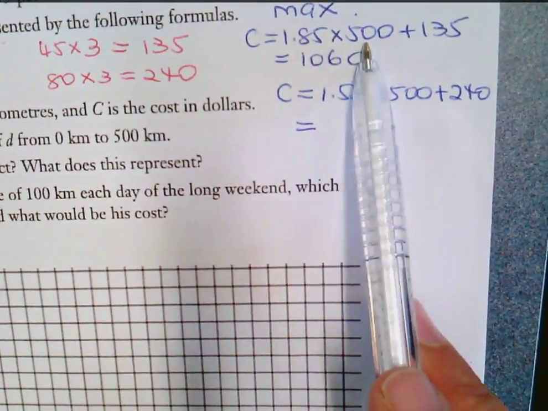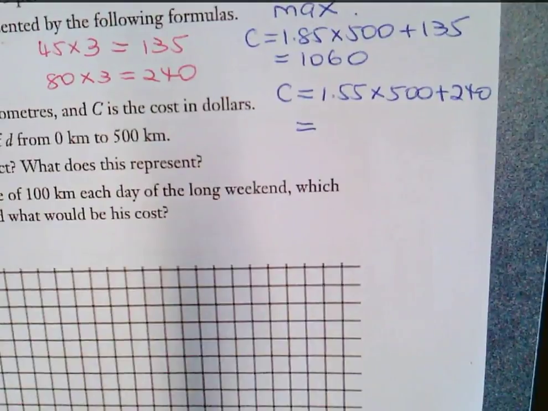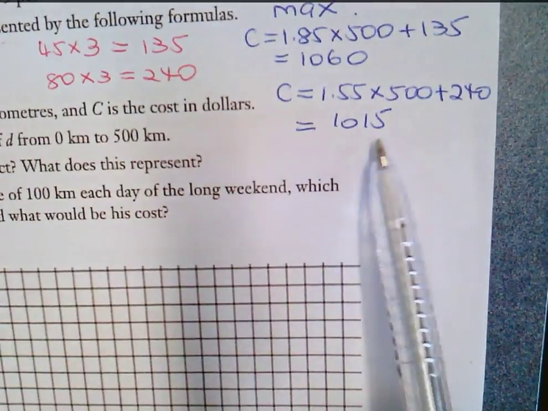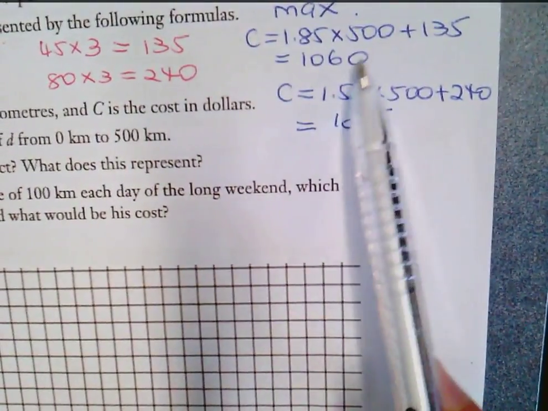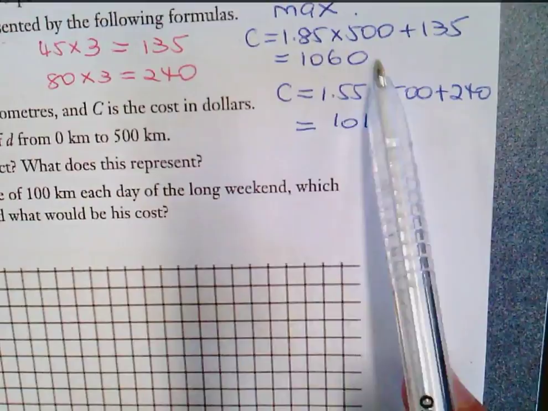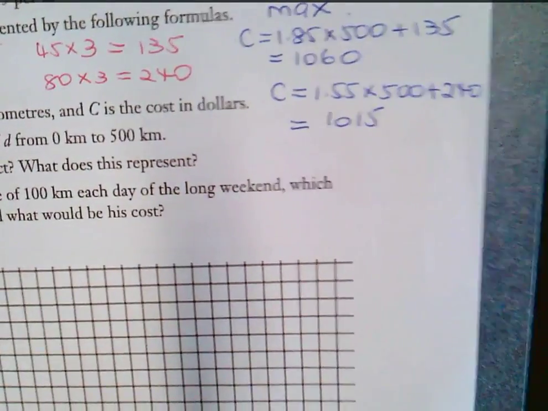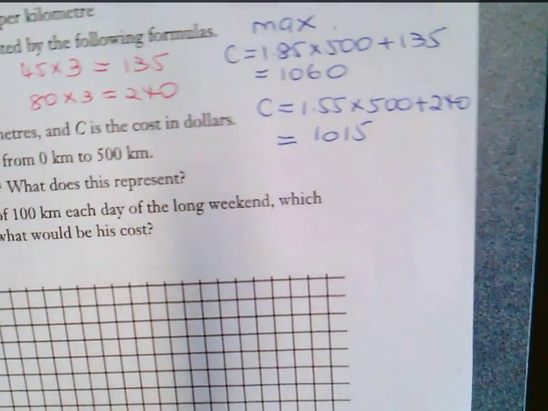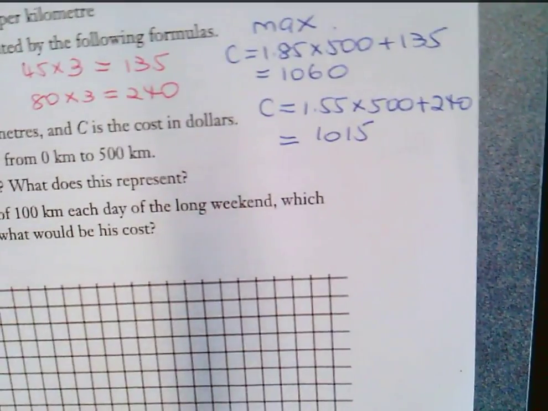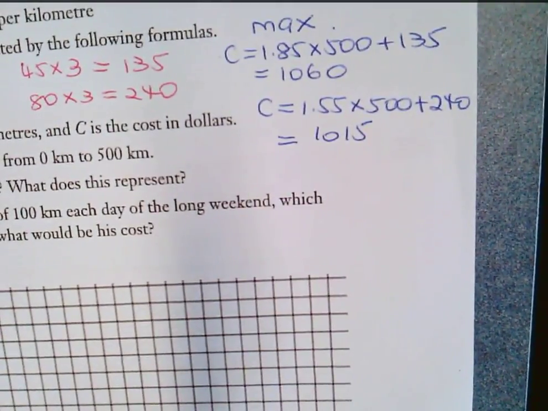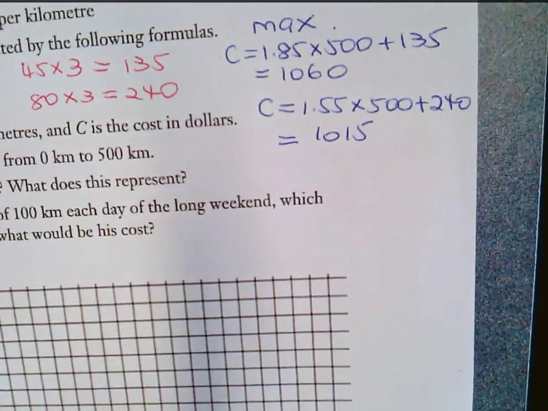What have we got for the first one? $1.85 times 500 plus 135. Do we definitely get 1,060? The maximum value when we substitute 500 kilometres is going to be 1,060 and 1,015. We only need to go to 1,060. Now we need to decide on a scale going up. And do not make it go up by hundreds. It's too big.